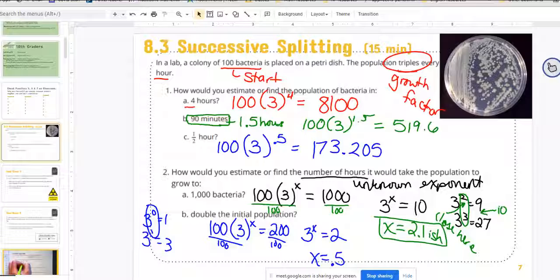Maybe it's 3 to the 0.6 power. That's a little closer. 3 to the 0.7 power is too much. So we could say with the guessing and checking, x is close to 0.6. With a little guessing and checking.